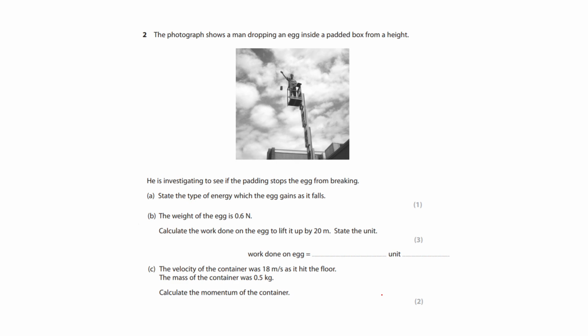The weight of the egg is 0.6 newtons. Calculate the work done on the egg to lift it up by 20 meters. State the unit. Now the equation is potential energy is equal to mgh. Okay, so the work done on the egg is, and what is the units? The velocity of the container is 18 meters per second as it hits the floor. The mass of the container was 0.5 kilograms. Calculate the momentum of the container.